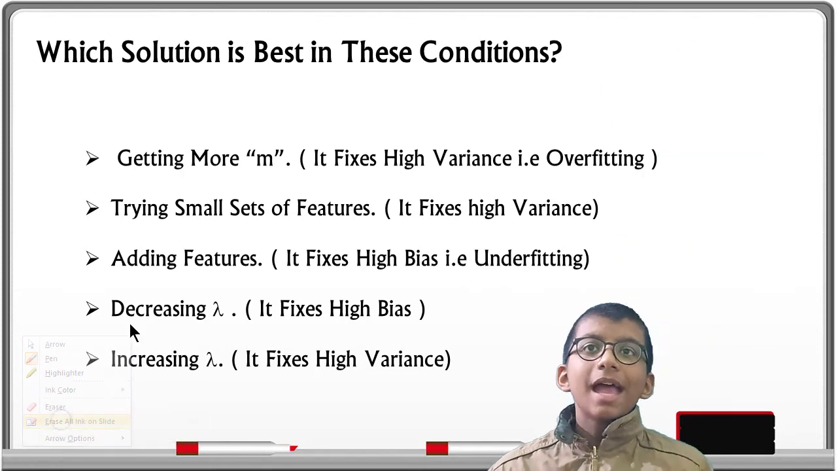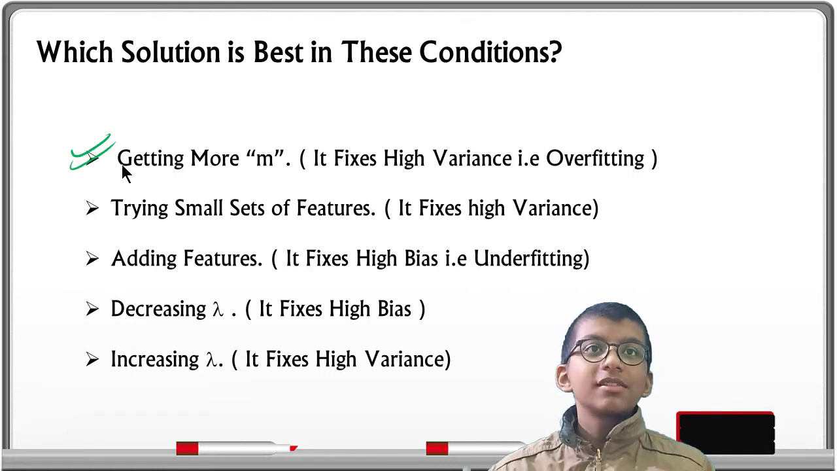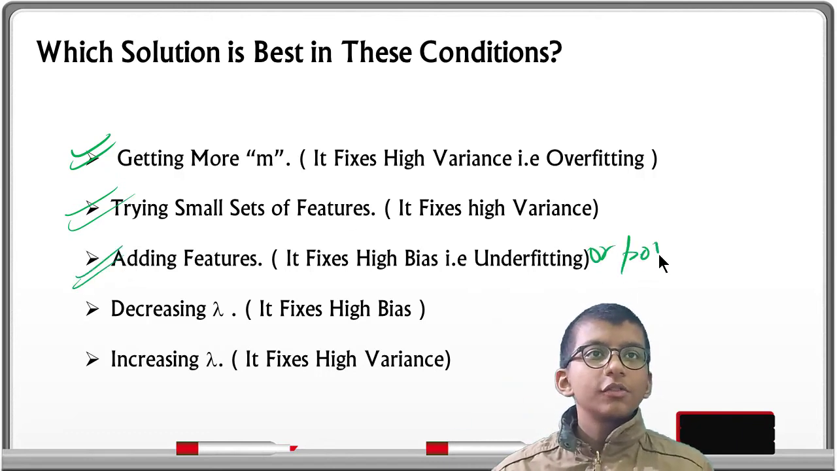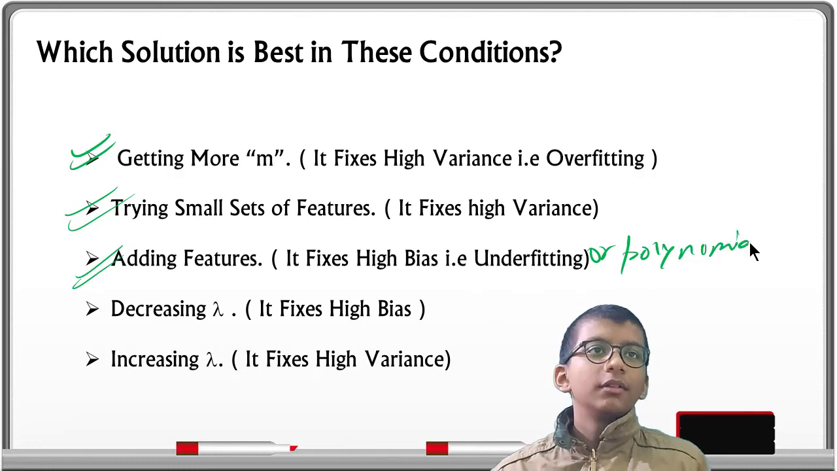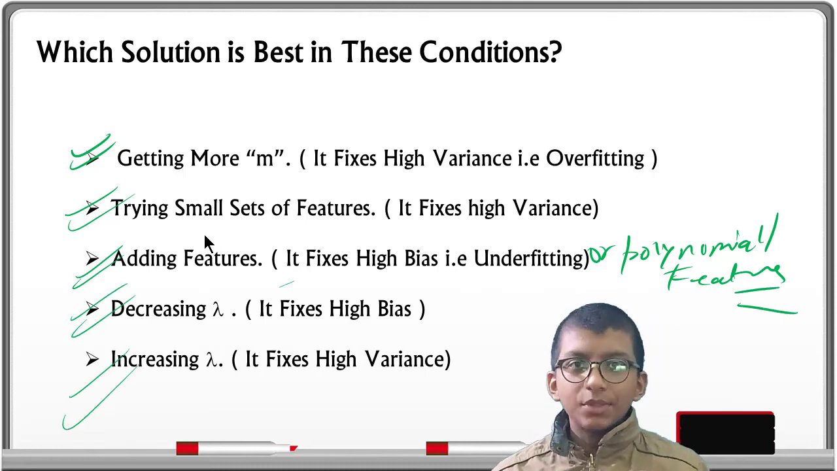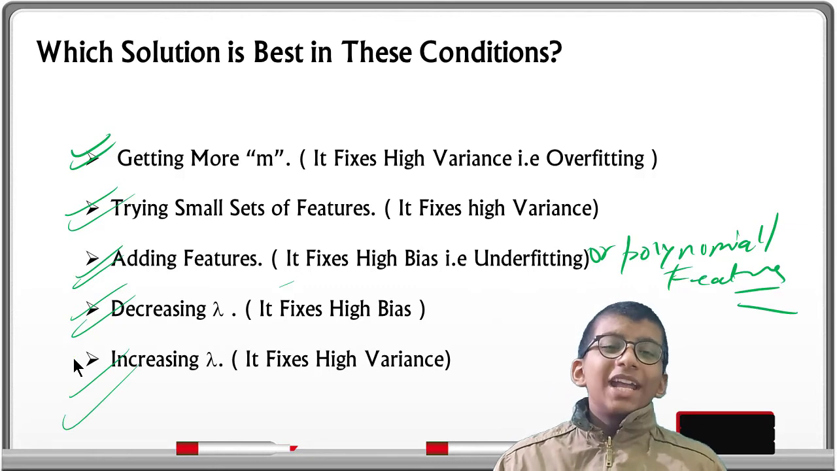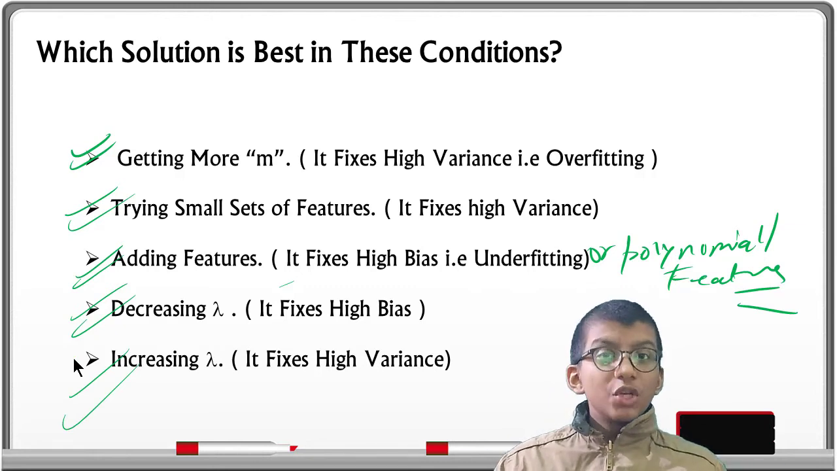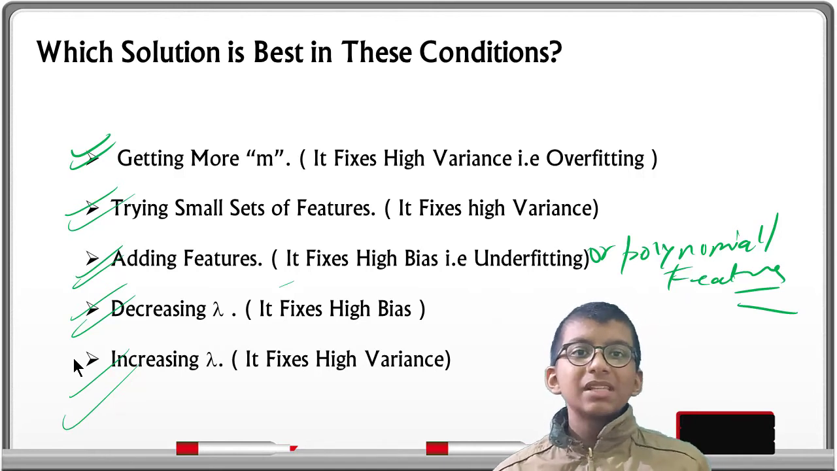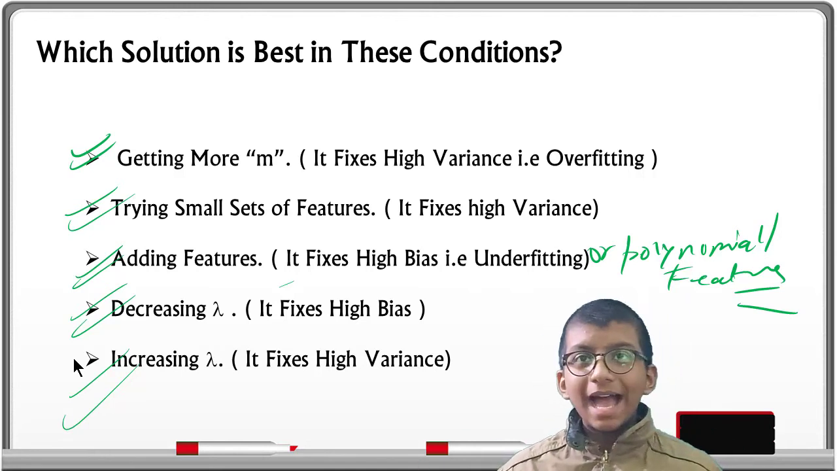So that's why getting more training examples fixes overfitting, trying small sets of features fixes high variance, adding features or polynomial features fixes underfitting. Let me write here so that you can get the notes. Polynomial features, and decreasing lambda and increasing lambda. So I think I gave an intuition about the bias and variance concept, which solution is best for whether your model is overfitting or underfitting.